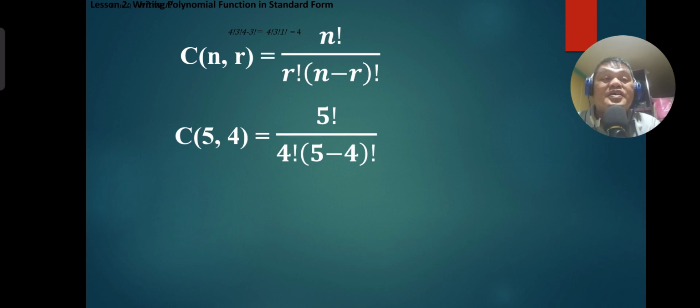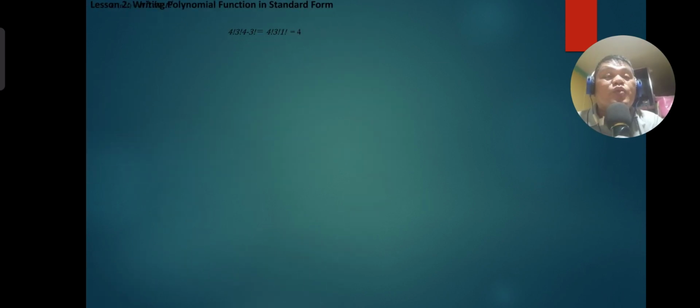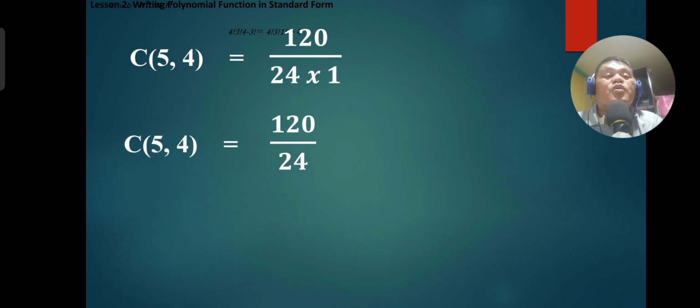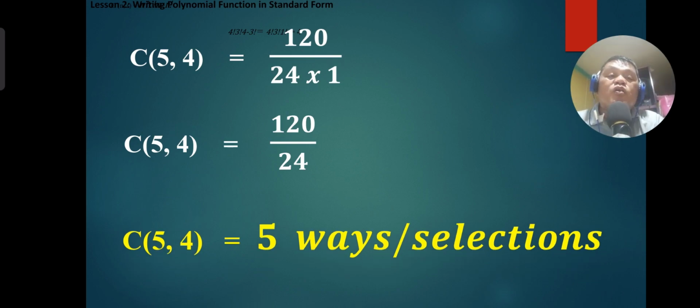So we have 5 factorial over 4 factorial times 5 minus 4 factorial. 5 factorial is 120 over 4 factorial times 5 minus 4 factorial is equal to 1. So we have now 120 over 24 times 1. This will be equal to 120 over 24, and we have now combination of 5 students taken 4 at a time is equal to 5 ways or 5 selections.